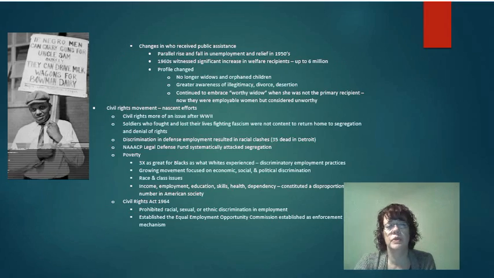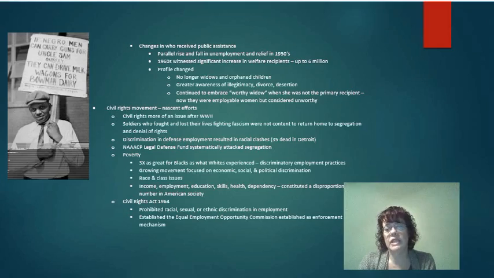There's a change in who receives public assistance. The parallel rise and fall in unemployment and relief in the 1950s. The 1960s witnessed a significant increase in welfare recipients, up to 6 million. The profile changed. It's no longer widows and orphan children. A greater awareness of illegitimacy, divorce, and desertion. They continued to embrace the idea of the worthy widow when she was not the primary recipient. Now they were employable women but considered unworthy.